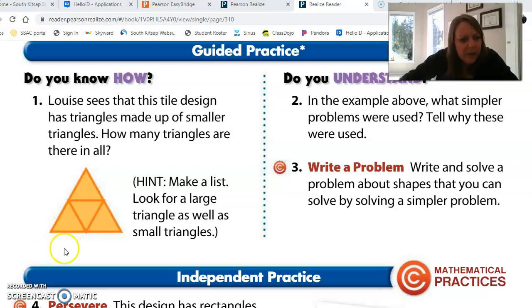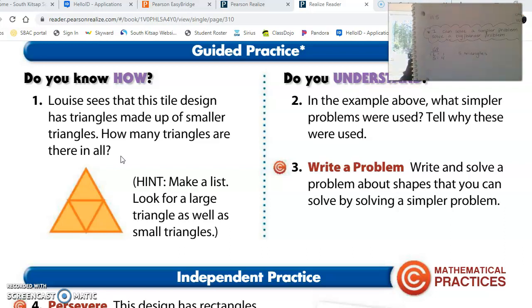Are there any other triangles in there that we can see? Well, this is just one big one, no matter which direction you turn it. So now when it says how many triangles are there in all, I have to add up 1 plus 4. So there are 5 triangles in that one shape. And I do like how it made it a little bit easier by counting the large one and then the small ones after.